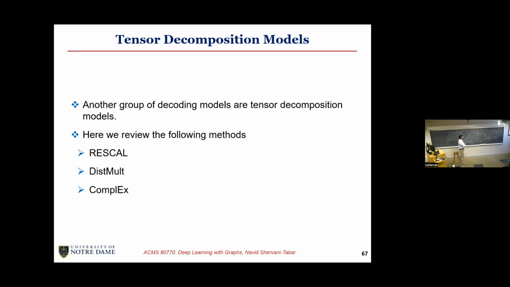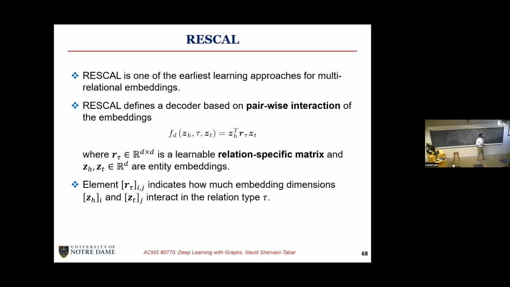We have also a second type of decoder models that we can use, and these are called bilinear models. On this, we have three types that we would like to look at: we have RESCAL, we have DistMult, and we have ComplEx. So we start from RESCAL, which is the most famous one.